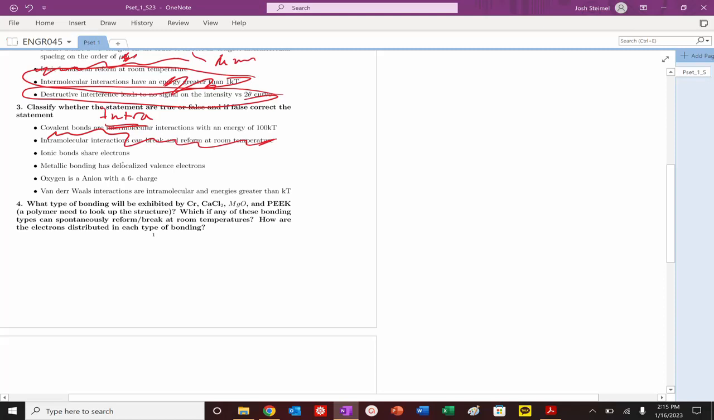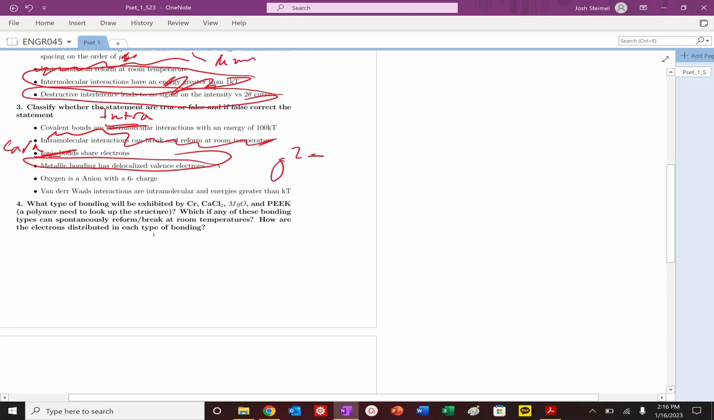Ionic bonds share electrons. So remember, they do not. Those are covalent bonds. So covalent share electrons. Metallic bonding has delocalized valence electrons. Yep. Oxygen is an anion with a -6 charge. So it is an anion, but oxygen is going to be 2-.